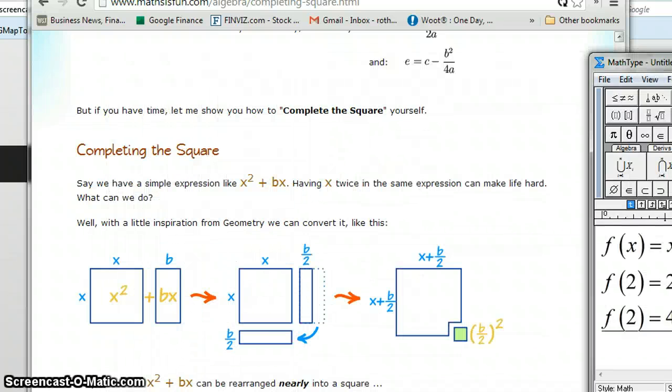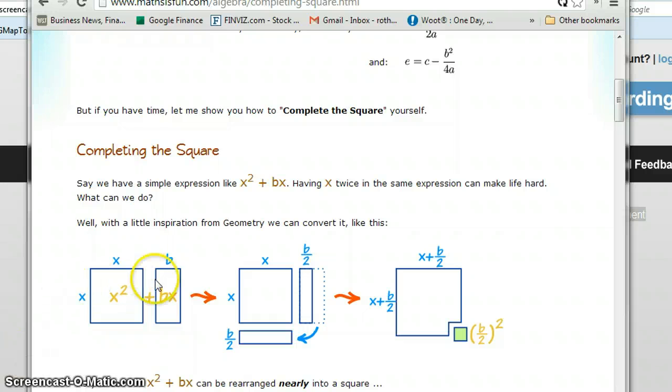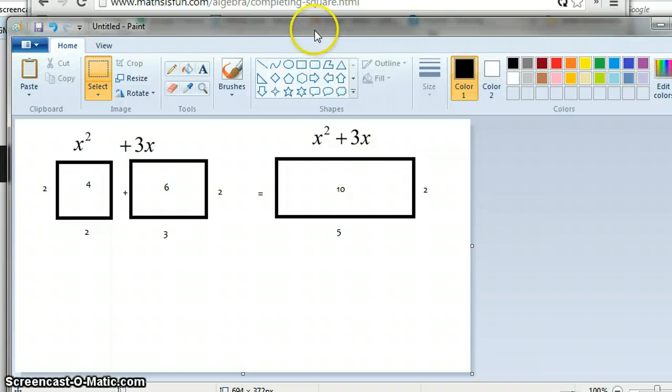So what are you actually doing there? Well, as you can see here, we're actually adding areas. For x equals 2, we're adding x squared, which is 4, plus 3x, which is 6, equals 10. So you can see we're adding areas, and that's the general idea behind a quadratic and completing the square, is that we can represent all these things with areas.